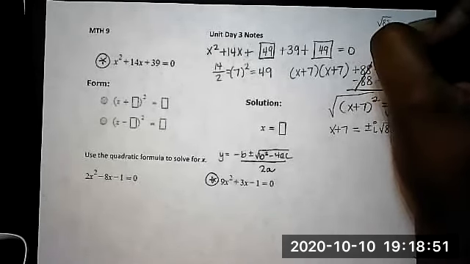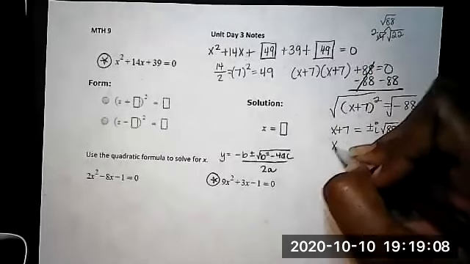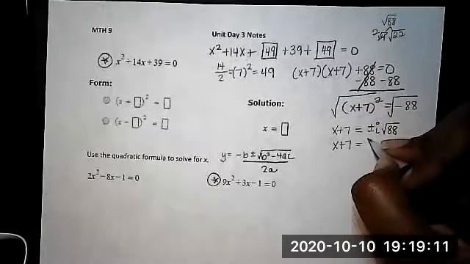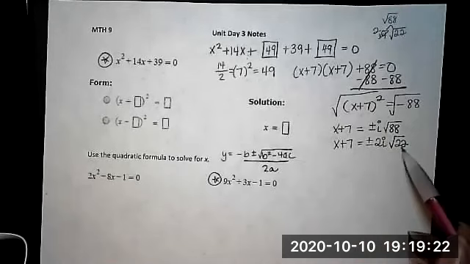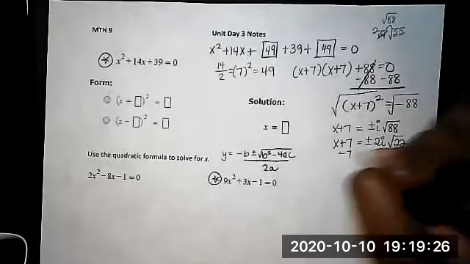And I don't think it has anything there. So this becomes 2. And this becomes x plus 7 equals plus or minus 2i times the square root of 22. Okay, so 2 came out, 2i, and then square root of 22 was left over. Now I can subtract the 7. So x is going to be equal to negative 7 plus or minus 2i square root of 22.